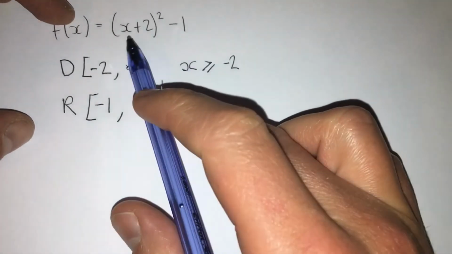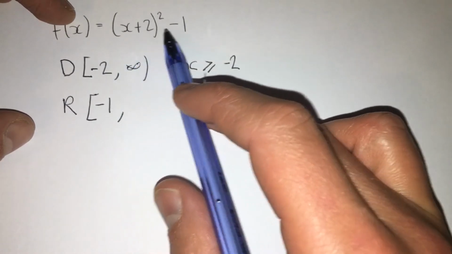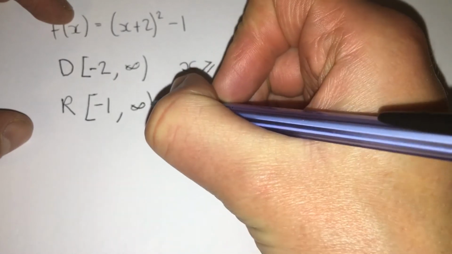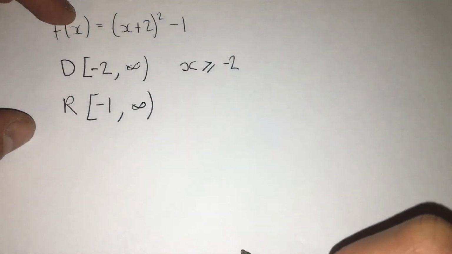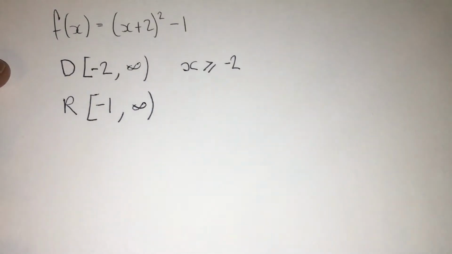We put a comma. If we put a really big number in here, we add 2 to it, we square it, we take away 1, we get a really big number out. So the limit for the range is also infinity. And that's the output. So we've got domain and we've got output.